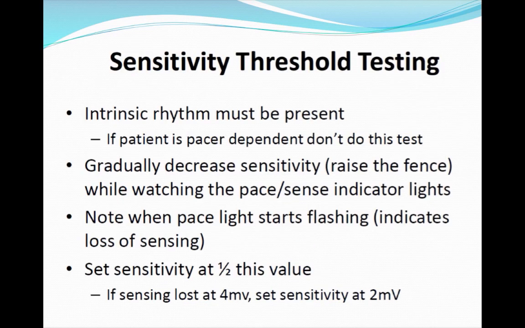These are the steps on testing the sensitivity threshold. So first of all, the patient has to have an intrinsic rhythm, and then gradually you would decrease the sensitivity or raise the fence while watching the pace and sense indicator lights on top of the pacer, and then note when the pacing lights start to flash, and that indicates loss of sensing. And the sensitivity is going to be set at half of this value. So if the sensing was lost at 4 millivolts, then you're going to set the sensitivity at 2 millivolts.